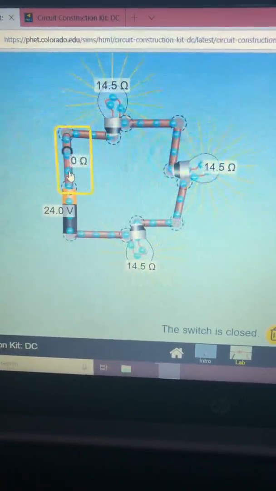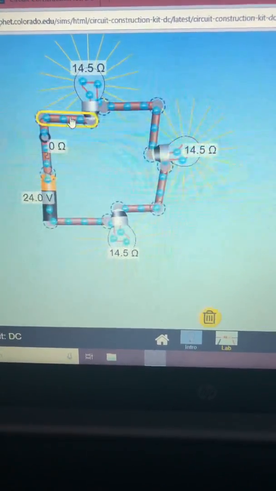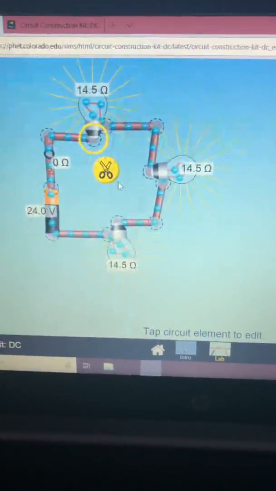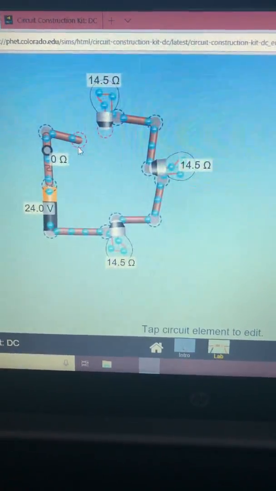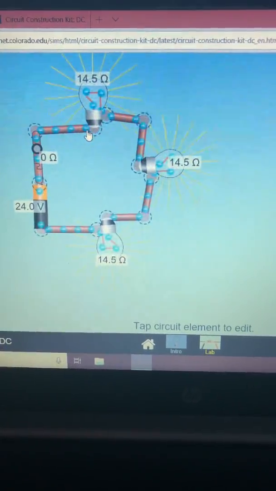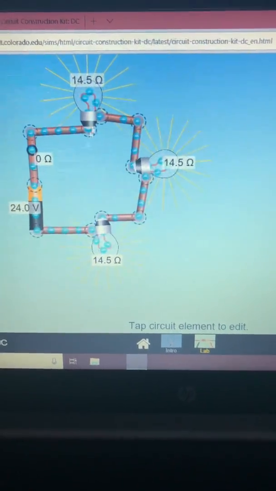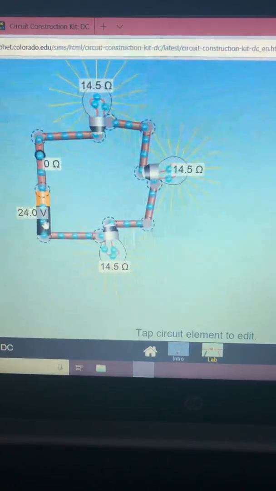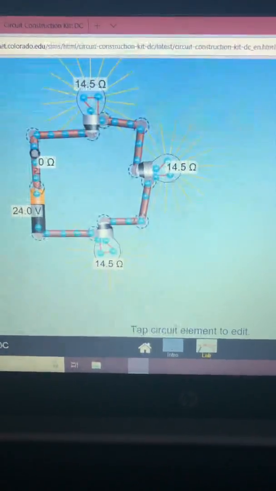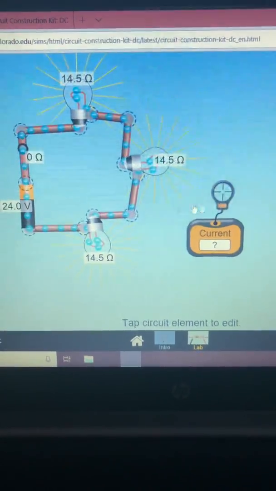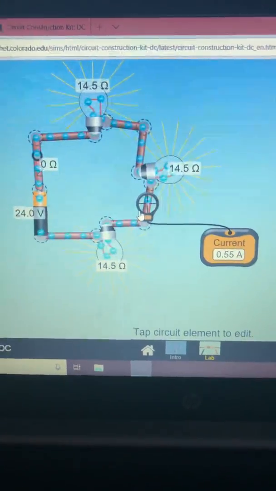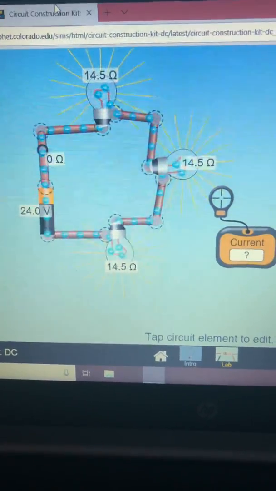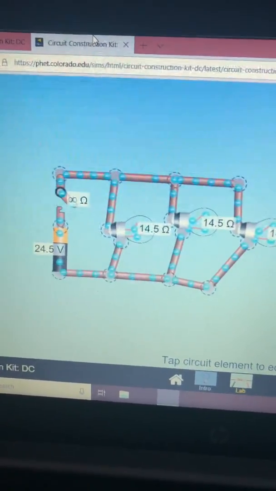But when you disconnect one of the bulbs like this, all the bulbs just turn off, and when you reconnect it, every bulb turns on. So we have the resistance here, the voltage, and with the current we can see that we have 0.55 amperes. Now I'm going to talk about the other circuit, which is a parallel circuit.